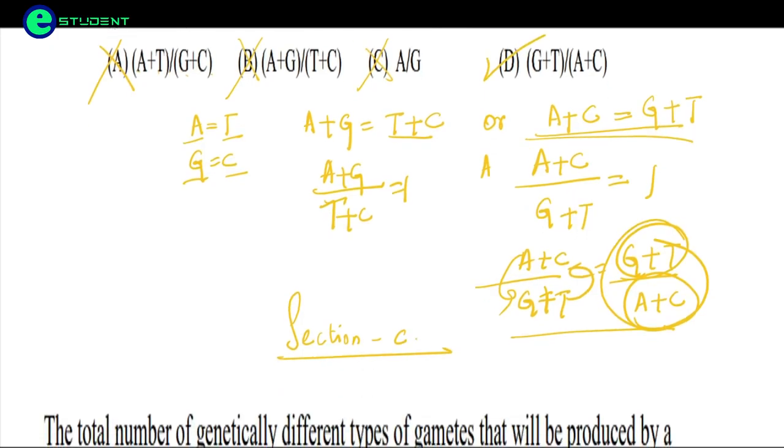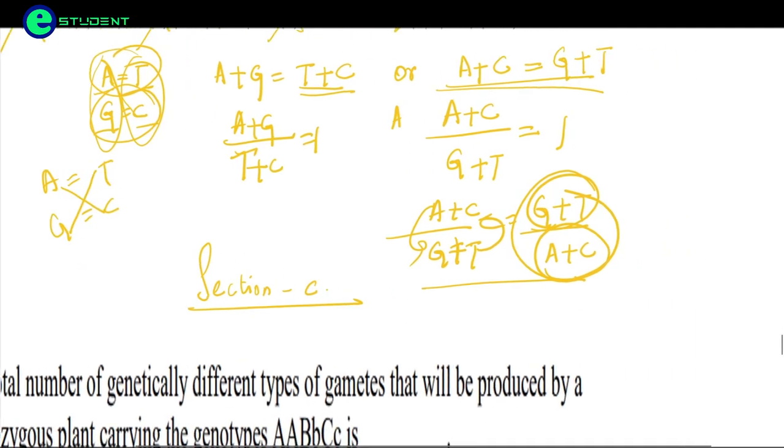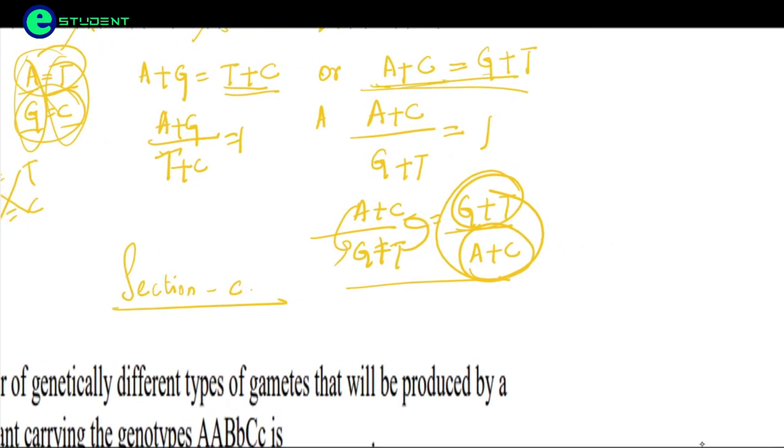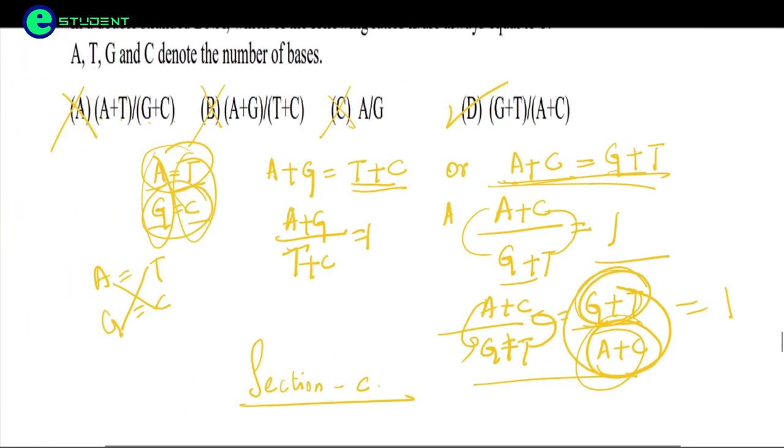Hope you have understood how we have solved this. A is equal to T and G is equal to C. So we can write it as A plus G and T plus C here. Or we can also write A plus C is equal to G plus T. Okay, so after this we can write A plus C by G plus T is equal to 1, and then we are just changing these positions. G plus T by A plus C is equal to 1. Okay, so D is the correct option here.